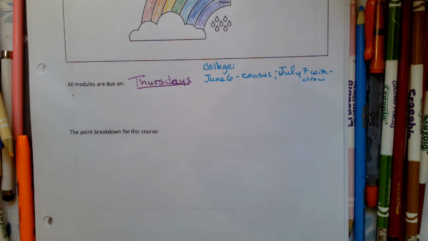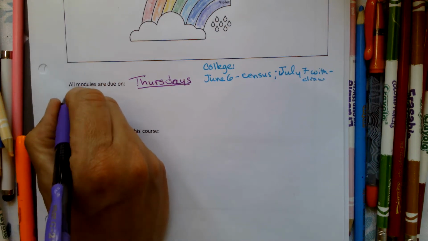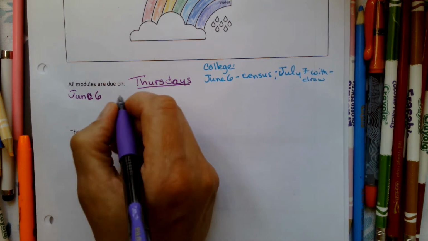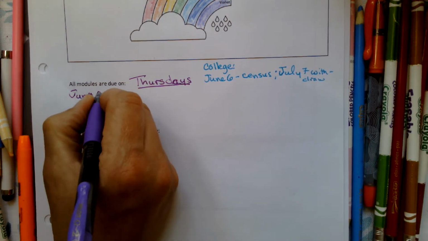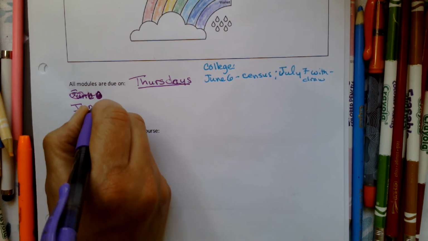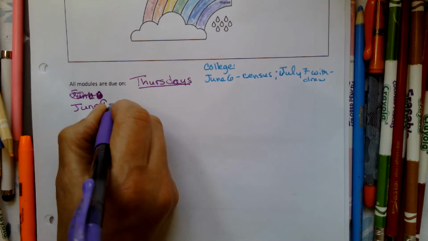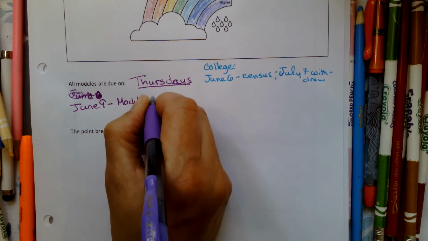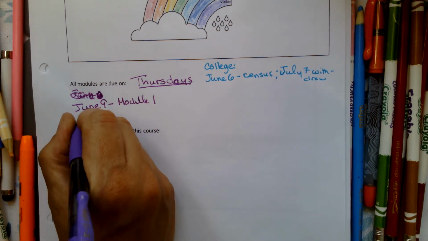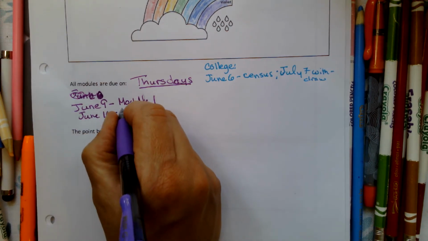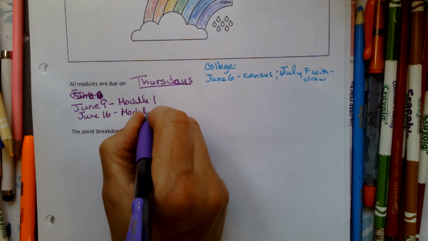Now for my class, everything is going to be due on a Thursday. So June, I can spell June. Who says I can? Oh, and I just said that, let me scribble that out. June, do over. June 9th, module 1. The next Thursday, June 16th, is module 2.